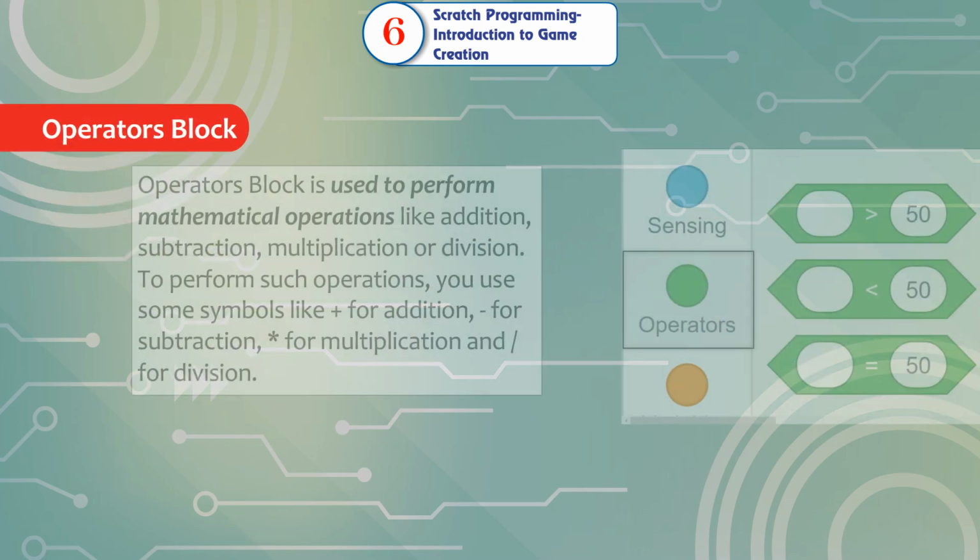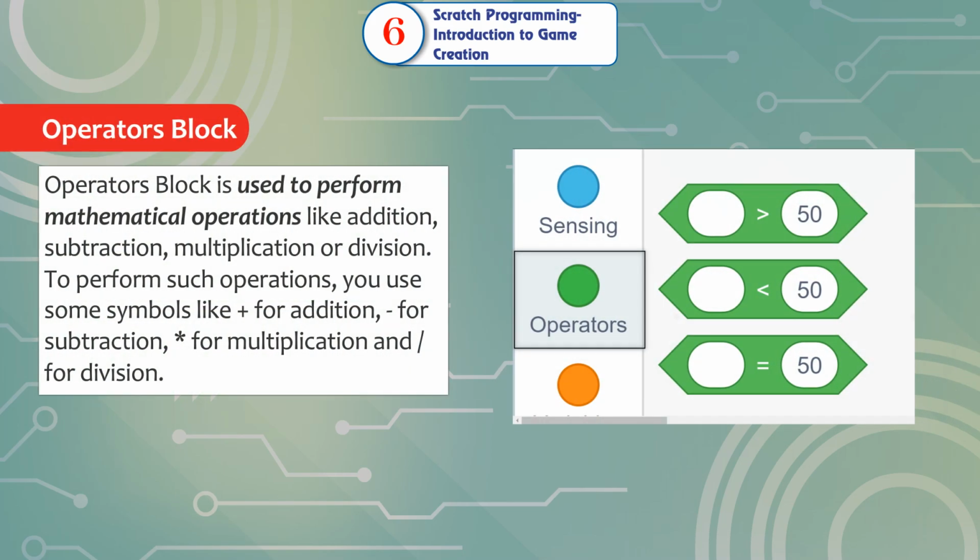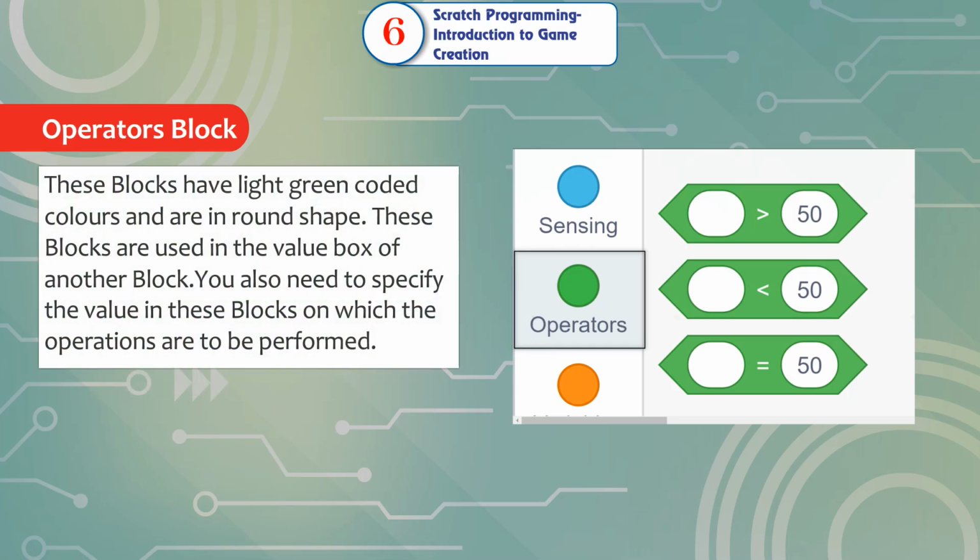Operators block. Operators block is used to perform mathematical operations like addition, subtraction, multiplication, or division. To perform such operations, you use some symbols like plus for addition, minus for subtraction, star for multiplication, and slash for division. These blocks have light green coded colors and are in round shape. These blocks are used in the value box of another block. You also need to specify the value in these blocks on which the operations are to be performed.